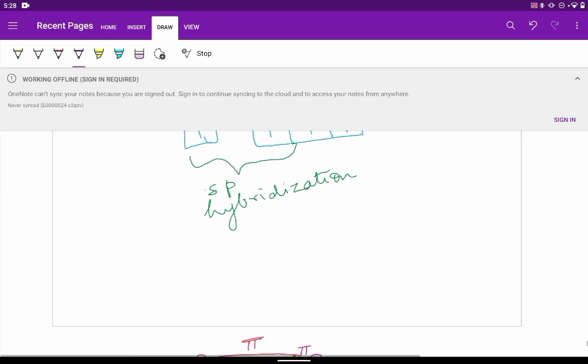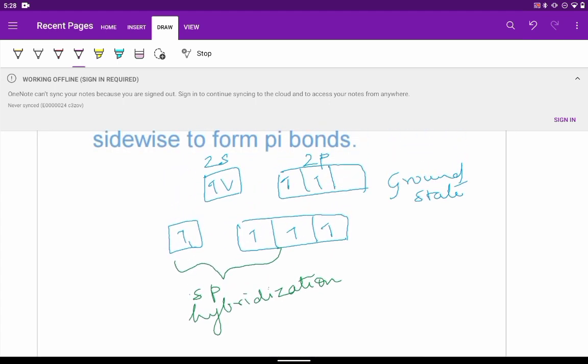So this is the case where we find multiple bonds, that is more than one bond. Here also in the ground state the carbon has paired electrons in the s orbital and unpaired electrons in the p orbital. There will be excitation of an electron, and then the 2s and 2p orbitals undergo sp hybridization. The two unhybridized orbitals are left out, and they will participate in the pi bonding.